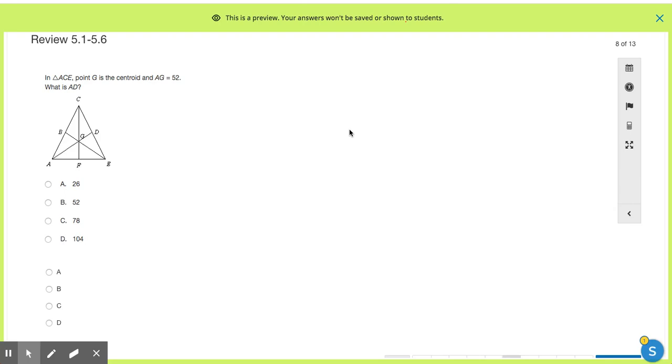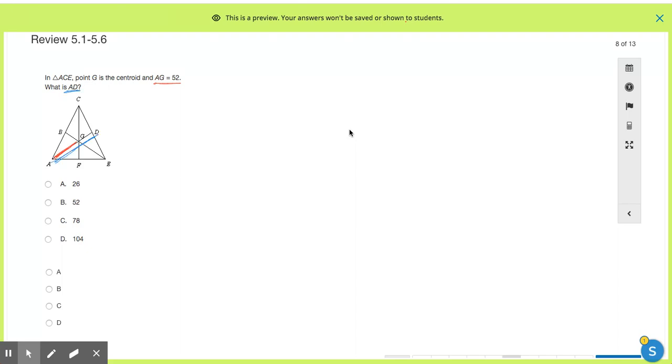All right, in triangle ACE, point G is the centroid, and AG equals 52. What is AD? Wouldn't it be 78, because 2/3 is 52, and then one more 1/3 is another 26? 1/3 is 26, 2/3 is 52, and then add those two together, and you get 78.